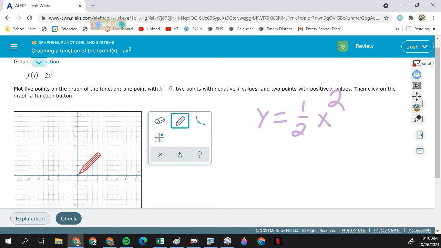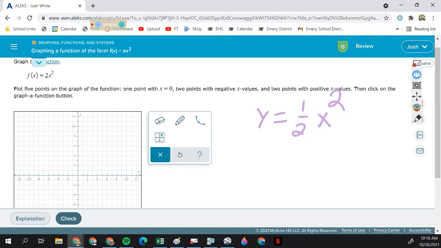So I stick the first point there. And then where is the next point going to be? Over 1 up 1/2. How do I put a point at 1/2? It doesn't look like I can hit it.